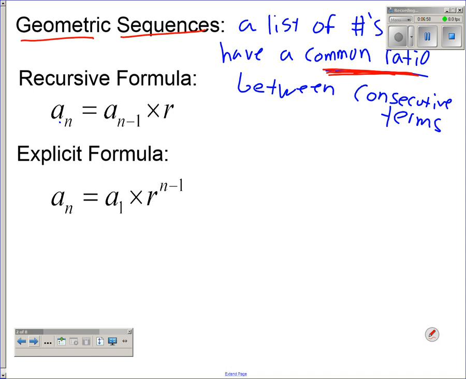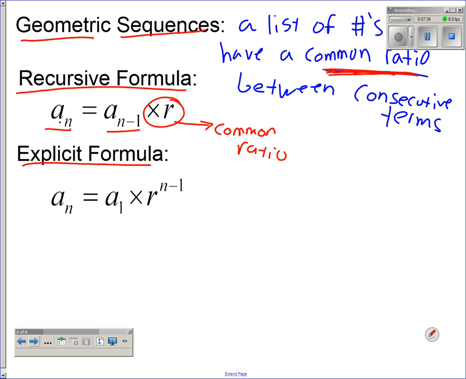Just like with arithmetic, we have 2 formulas: the recursive formula and the explicit formula. If you notice, the recursive formula is the same exact setup as the arithmetic one. We still have a sub n equals a sub n minus 1, but instead of plus some number, we say multiplied by some number. So this means take your previous term, multiply it by some number to get your next term. The only thing this is really helpful for, besides knowing how to make the formula, is that it tells us our common ratio. It's the only really decent thing for it.